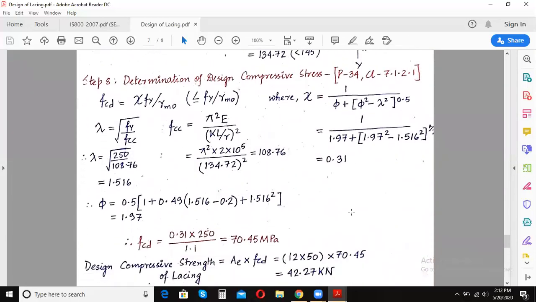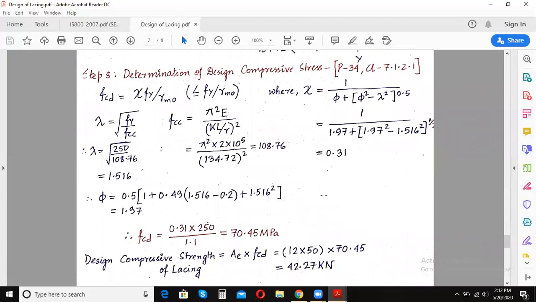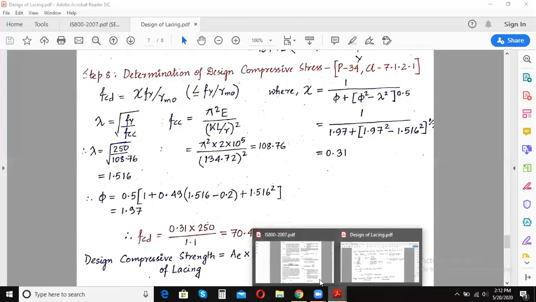So first, we have to determine the design compressive stress in order to determine the design compressive strength of the lacing. So straight away go to page 34 of IS 800 2007, clause number 7.1.2.1, and there you will be able to find the design compressive stress, all the formulas which are related to the calculation of this FCD, which is the design compressive stress. If you multiply this FCD with the effective area of the lacing flat which you have chosen, you will get the design compressive strength.